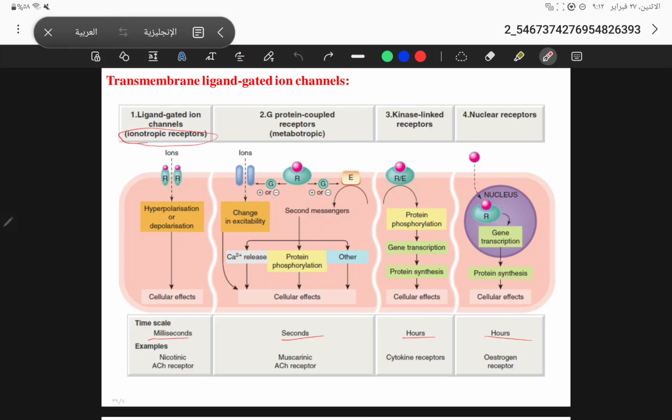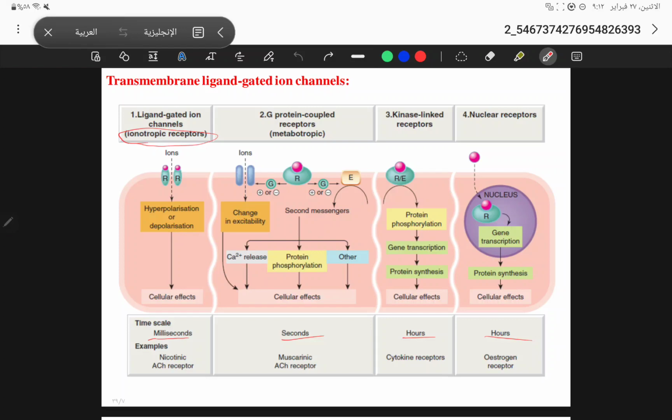G protein coupled receptors: as the drug binds to the receptor, the G protein is going to activate certain metabolic processes, generate a second messenger, producing phosphorylation of certain kinds of proteins to get a cellular effect, or increase intracellular calcium, or another effect. The important thing is that in the end I get a final response. It is not important now because we will take it in detail later.